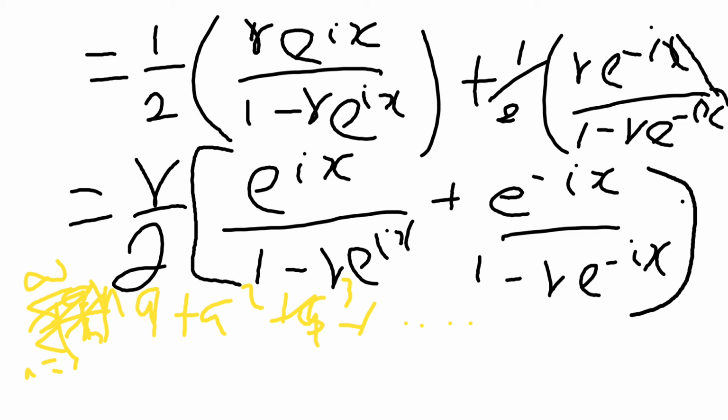Our first term is a, and our common ratio is just a squared all over a, which is equal to a. So our common ratio is a. So from that place, our first term is r e^(ix), and the common ratio is also r e^(ix). So then the sum to infinity of that series is r e^(ix) all over 1 minus r e^(ix). The same thing happens to the second term.